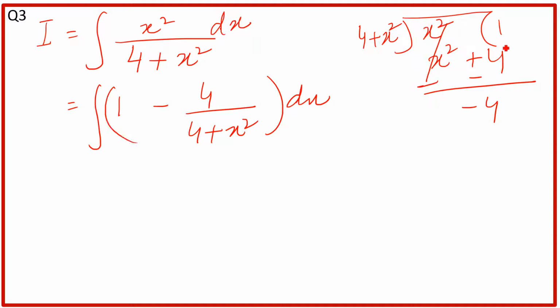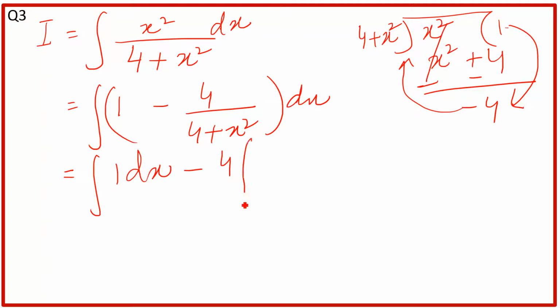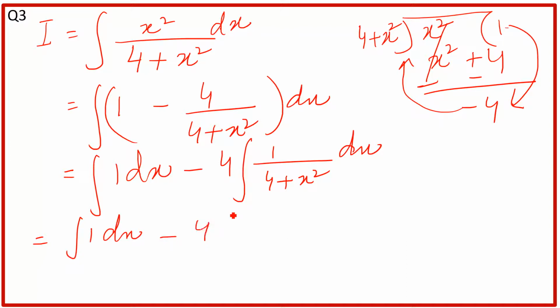Now our question is very simple. We have to start from here. See, 1 minus 4 divided by this. So we will do the integration separately. This 4 is constant. We can take it outside the integral sign. 1 over 4 plus x square dx. This is equal to the integral of 1 dx minus 4, and 4 is the square of 2.